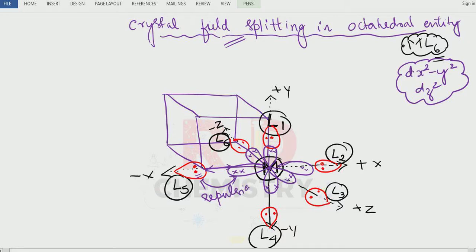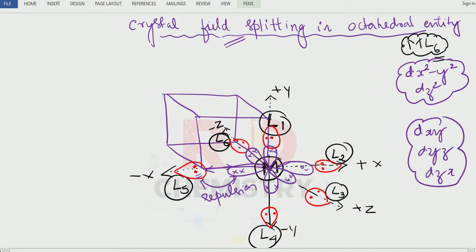Electron repulsion takes place. Now there are 3 orbitals, dxy, dyz, and dzx. These 3 are in between the axes. Will they repel more? No, they will not repel more. So they will repel less or attract more. These two will repel more because the ligands approach along the axis, and the other three will repel less. Okay. So what will happen now?